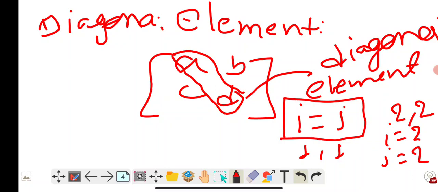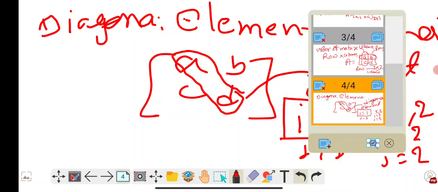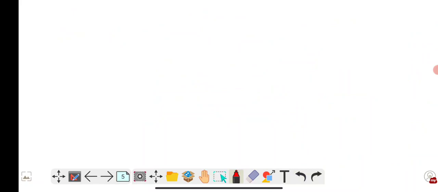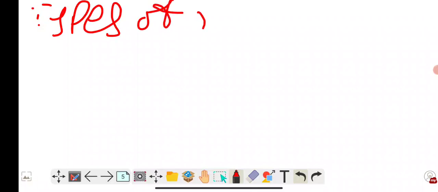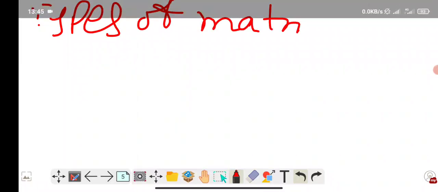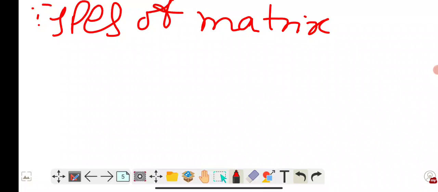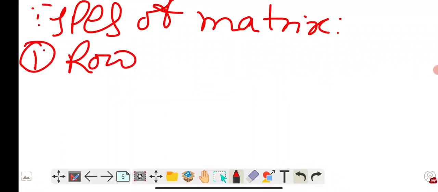Now let's move towards types of matrix. Types of matrix. So the first type is row matrix.